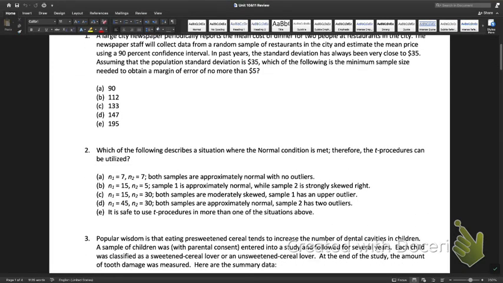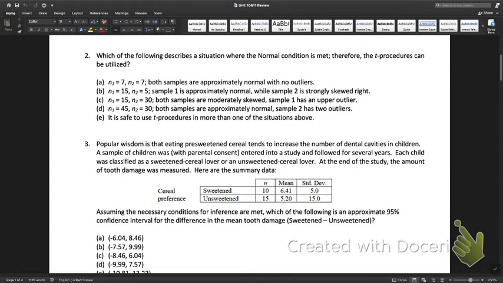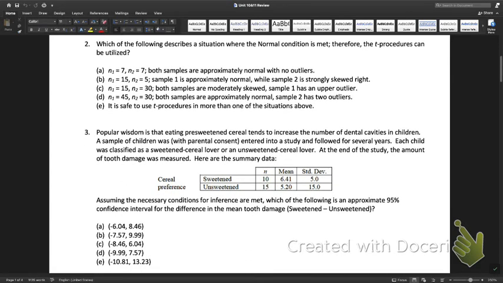There we go. All right, for number 2, it says here, which of the following describes a situation where a normal condition is met, therefore the T procedures can be utilized. All right, so let's look at these. N equals 7, N1 is 7, N2 is 7. That means our sample sizes are both too small for the central limit theorem, but it tells us that both samples are approximately normal with no outliers. So those are both okay, so then our T procedures would apply. That would be basically like looking at the box plot. So this one would be fine.